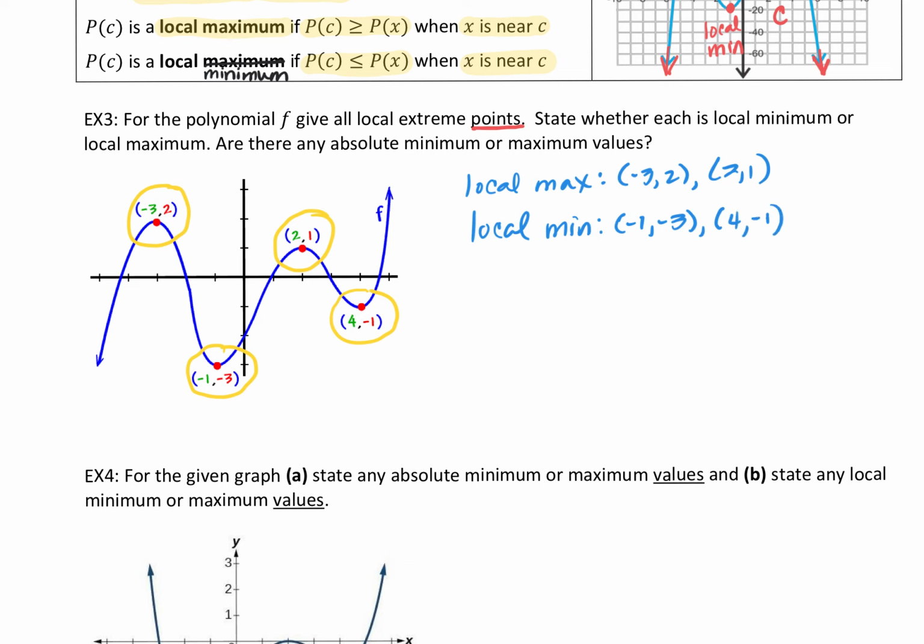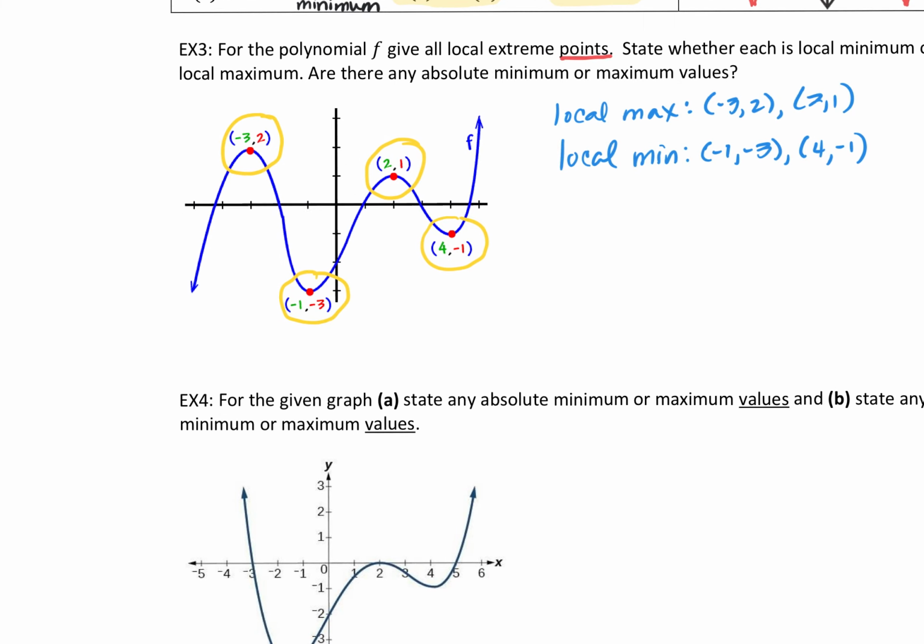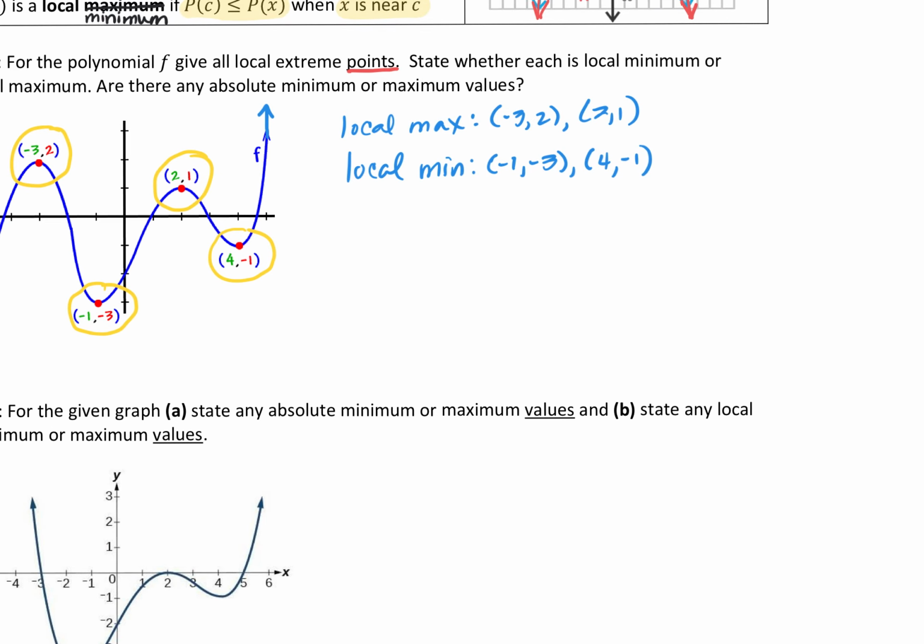Now, is there an absolute minimum? And the answer is no, because if you look at the left side of the graph, this goes on forever and ever to negative infinity. And then if we look at the right side, it goes up to positive infinity. So there is no absolute min or max.